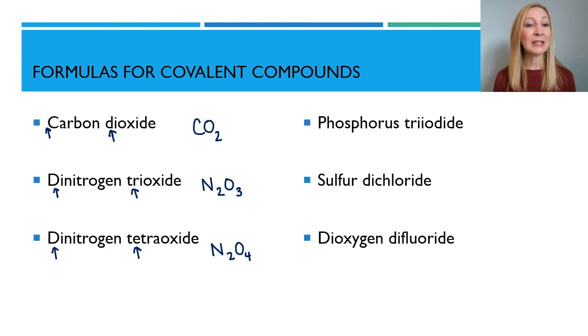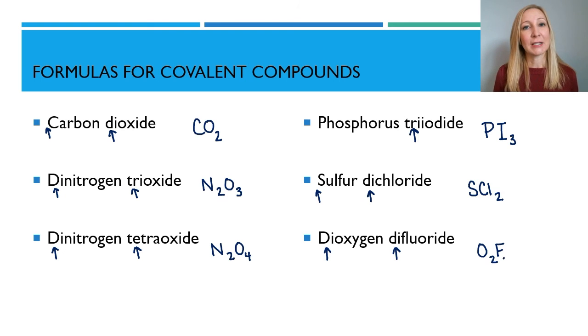So the first one is phosphorus triiodide. This one looks a little weird, and this one often gets incorrect. Students get this one incorrect. So we have 1 phosphorus and 3 iodines, so PI3. The next one is sulfur dichloride. There is no prefix in front of the sulfur, so it's just 1 sulfur and 2 chlorines, so sulfur dichloride is SCl2. Then we have dioxygen difluoride, so O2F2.